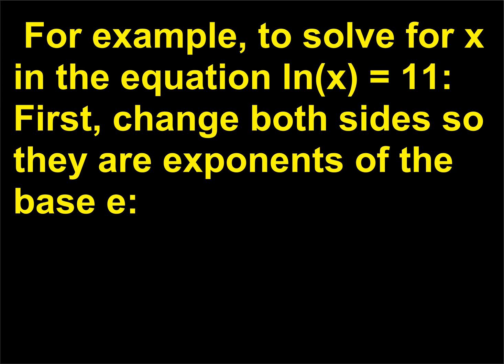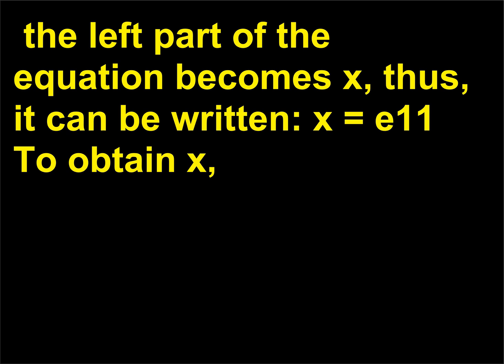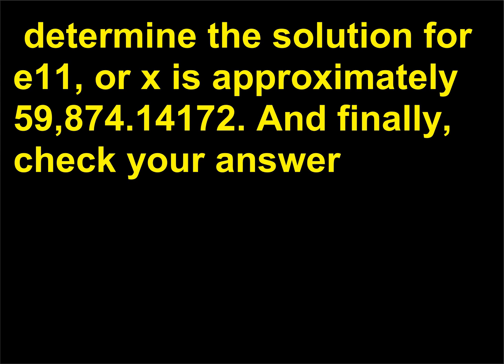For example, to solve for x in the equation ln x equals 11, first, change both sides so they are exponents of the base e. e^(ln x) equals e^11 when the bases of the exponent and logarithm are the same. The left part of the equation becomes x, thus, it can be written, x equals e^11 to obtain x. Determine the solution for e^11, or x is approximately 59874.14172. And finally, check your answer.